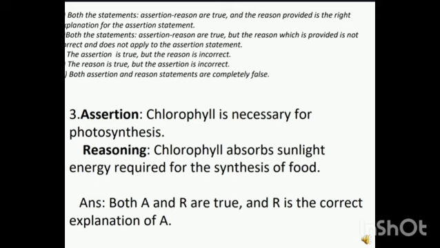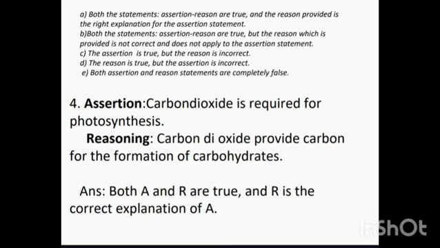So both assertion and reasoning are correct, and it is a correct explanation of the assertion. Okay, so next go to the fourth one. Carbon dioxide is required for photosynthesis. Carbon dioxide, we know, is the raw material needed for the plant for photosynthesis. The reasoning given is that carbon dioxide provides carbon for the formation of carbohydrates. That is also true, because the carbon dioxide provides carbon for the formation of carbohydrates. So we can say that both the assertion and reasoning are true, and the reasoning is the correct explanation of the assertion given for this question.